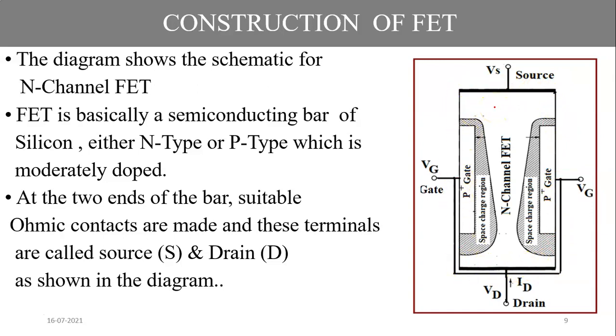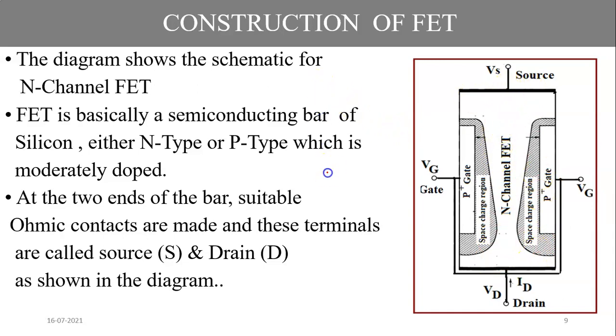Of course, it can also be either an N-type or P-type semiconductor. When it is an N-type semiconductor, it is called an N-channel FET. When it is a P-type semiconductor, it is called a P-channel FET. So, for this semiconducting bar, suitable ohmic contacts are made at both ends.